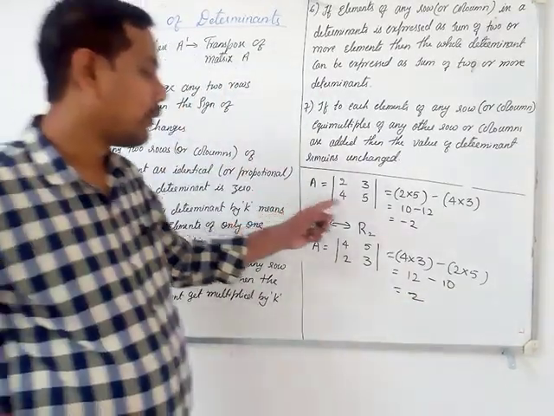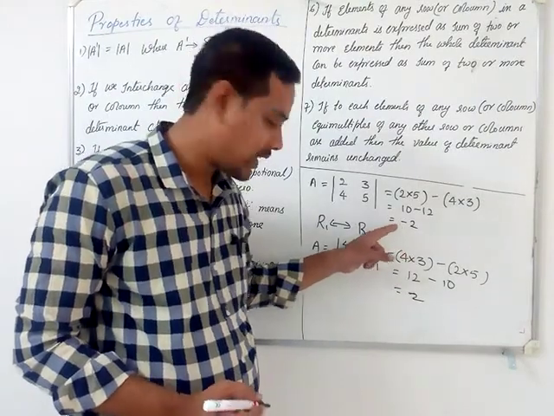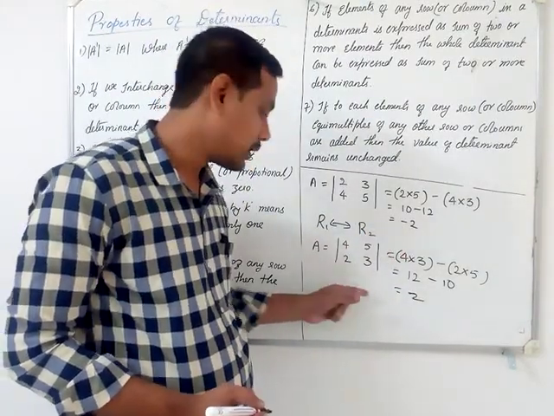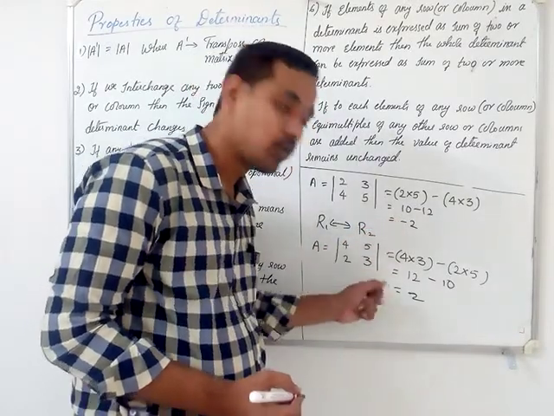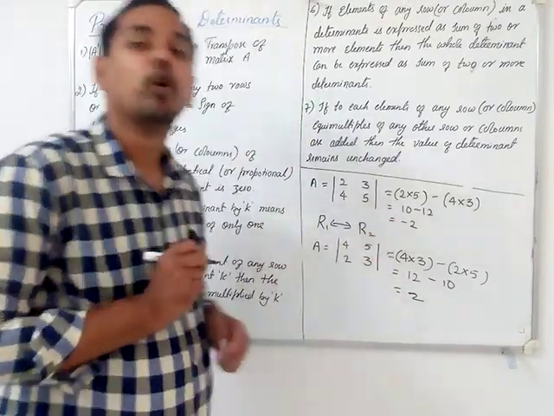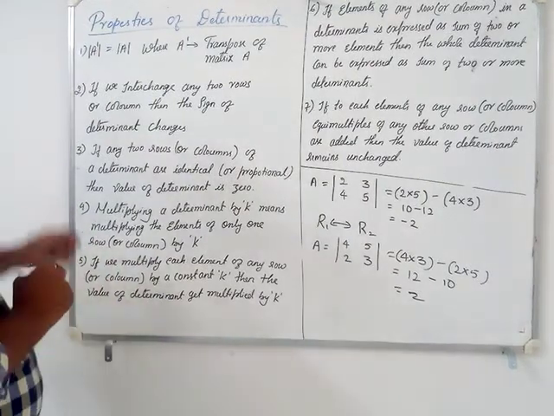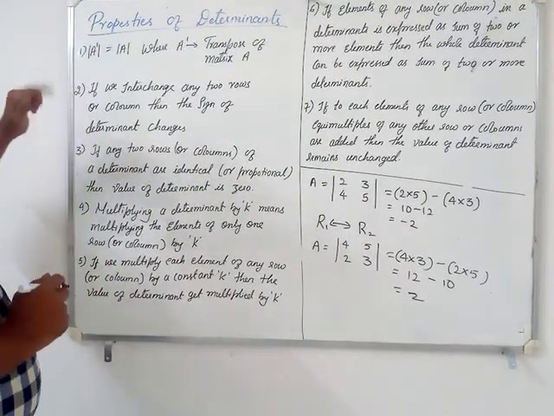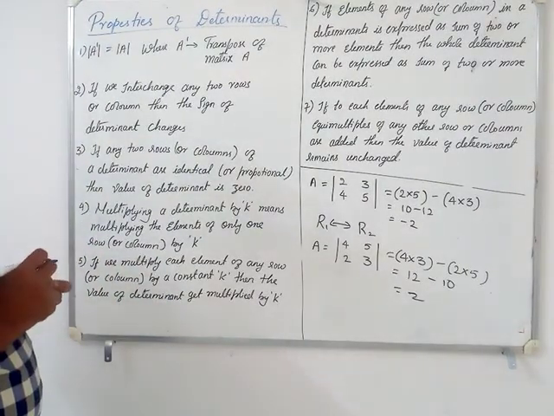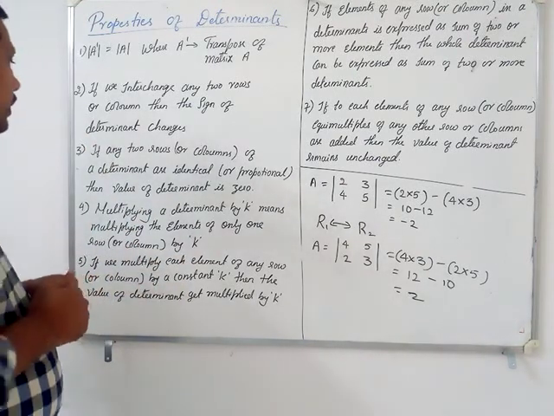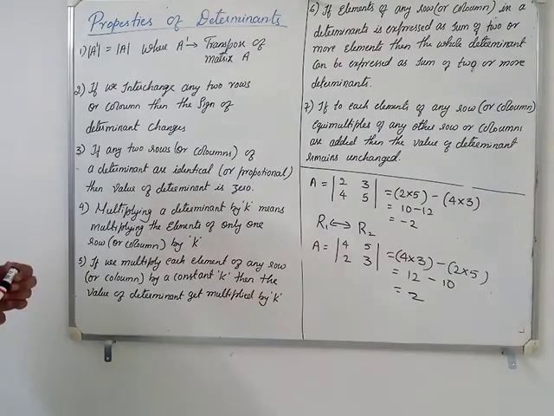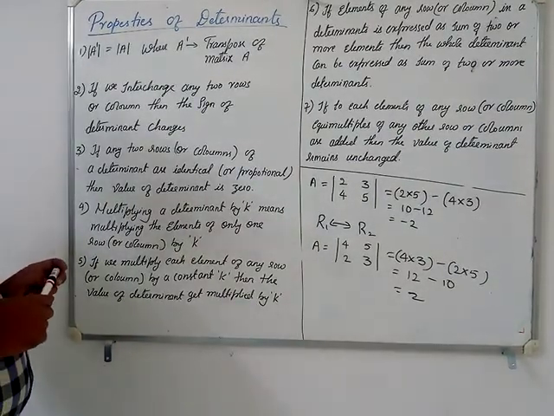See, initially the value of determinant we got was minus 2. After interchanging the rows we got plus 2. So the sign has changed from minus to plus, that is from negative to positive. So this is how the second property works. If we interchange any two rows or any two columns, then the sign of determinant will change. Okay, that was the second property. I hope you all have understood this one.